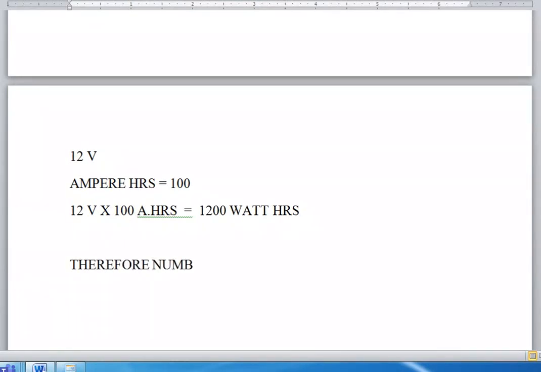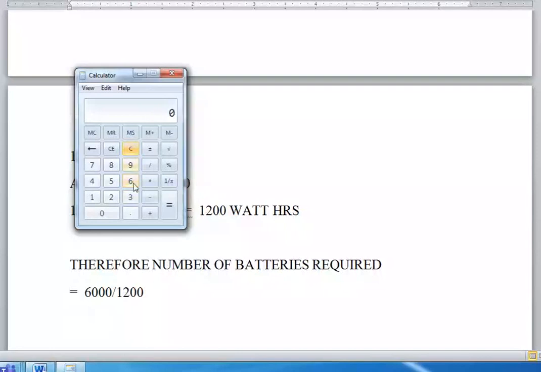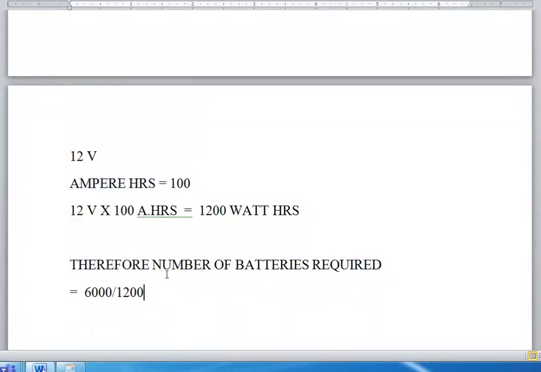number of batteries required is equal to what? That is 6000 divided by 1200. What is this magic number? That is 6000 by 1200. So you get 5 as the magic number.